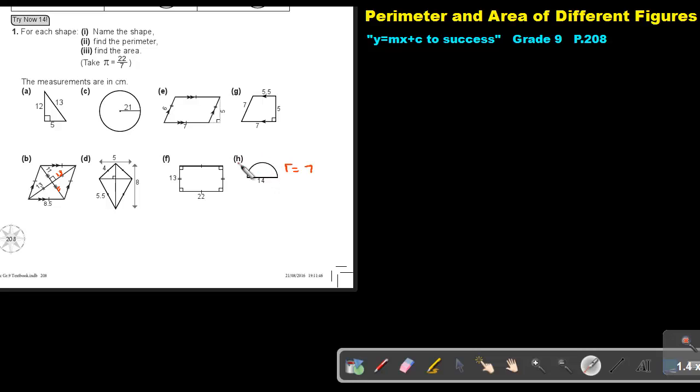And then to work out the area of the semicircle, it's just going to be a half, and this is going to be pi radius squared. So it's pi radius squared, and you just divide it by 2 because it's a semicircle.